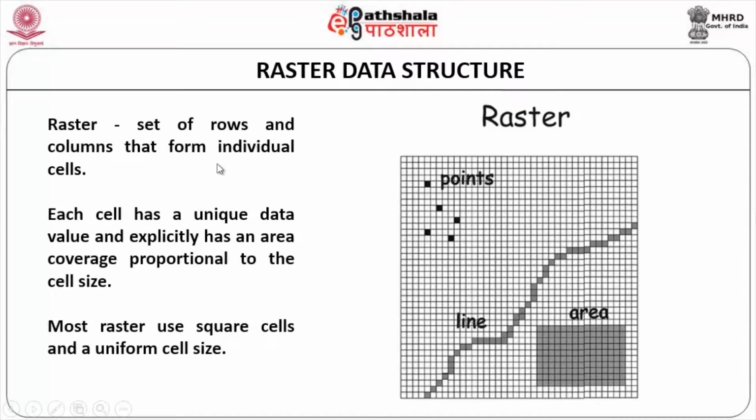When you look at the data structure, how does the raster data appear? As I was telling you, it is a set of rows and columns that forms an individual cell. This is an individual cell, and these are the various rows and these are the various columns, and every cell has got a unique value, and naturally this has got an area which is proportional to the cell size also. And invariably most of these rasters do not use shapes other than square. Square is one of the major types, or mostly used cell shape in raster data.